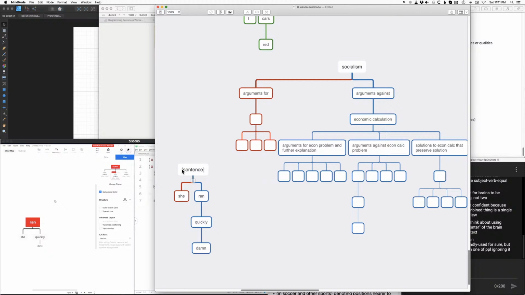So if you had like ran damn quickly or like she damn quickly, you can't really know what's happening with she damn quickly. Like there could be a lot of things. But ran damn quickly, it has to do with running. We know that. We just don't know who. What we're looking at is a running verb with no noun or a noun with no verb?